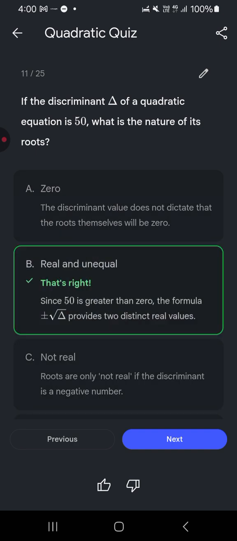The answer is B, that is the roots will be real and unequal.